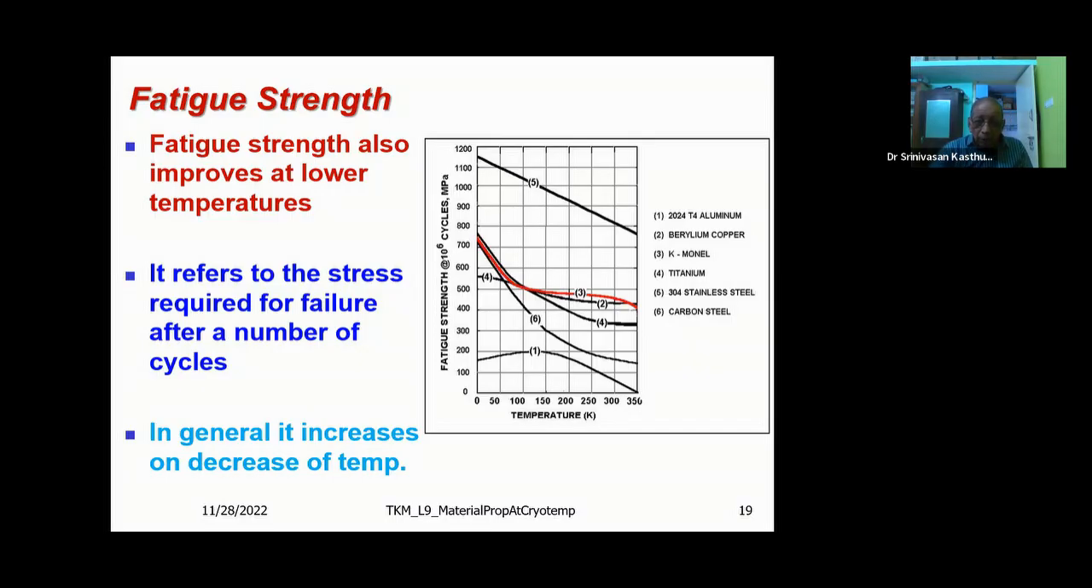Okay. Now we can see here different materials. Number 5 is stainless steel. And number 4, titanium. Okay, number 2, again, there is a certain improvement here. Then number 1 is, what is that? T4 aluminum. So you have a behavior of this type. Okay.